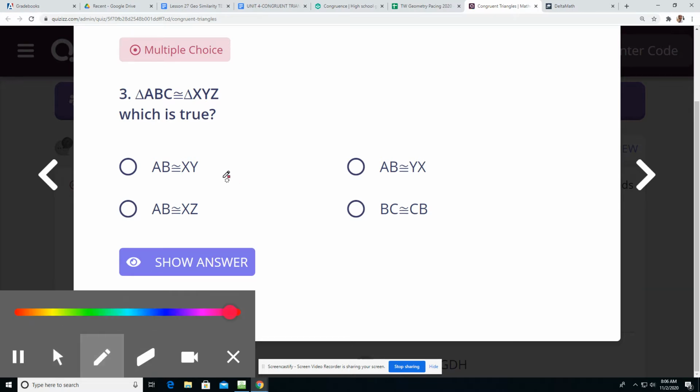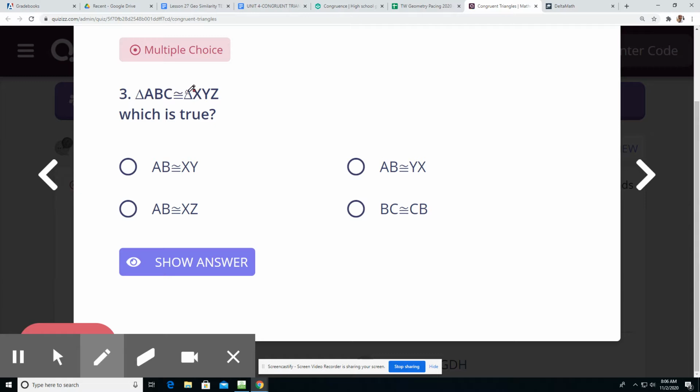So we're looking at the mapping. ABC triangle is the same as XYZ triangle. So they're mapping here to let us know. So let's just go through each one. AB is the first 2 letters. XY is the first 2 letters. That's okay. So that works.